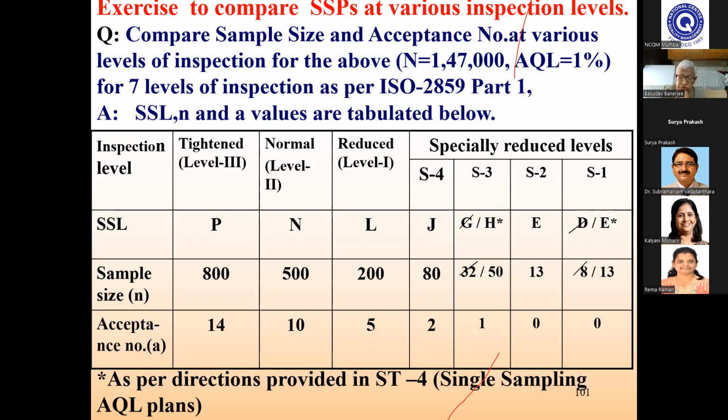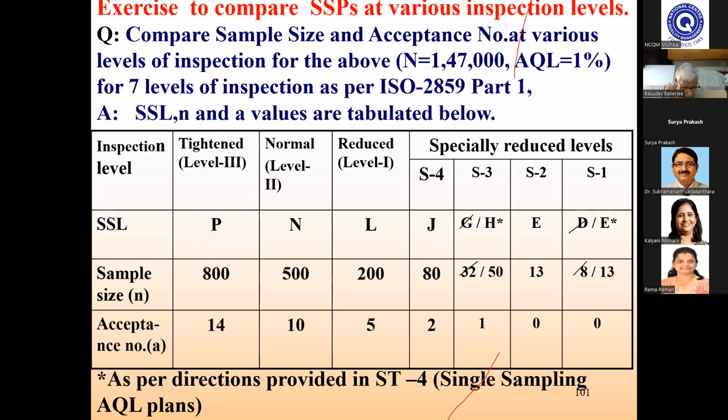Now go to S3. What is SSL? G, 50, and the sample is 32. But then problem. What is the acceptance number? Here it is not there for 32. It is saying go to H. You strike out G because it is not able to decide. You have to go to H, that is 1. H is equal to 1. Understood? Yes, sir. Very much.